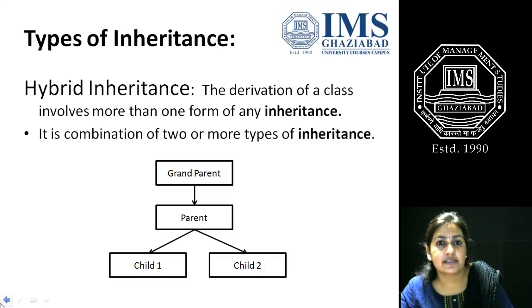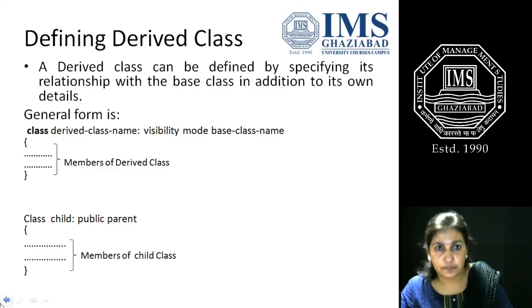Next is hybrid inheritance. Hybrid inheritance is a combination of two or more than two types of inheritance. For example, in this diagram, the parent class is inheriting features of the grandparent class. It is an example of single inheritance. Next, child 1 and child 2, two derived classes, are inheriting the properties of the parent class, which is an example of hierarchical inheritance. So in the same diagram, we are using single inheritance and hierarchical inheritance. So it's an example of hybrid inheritance.